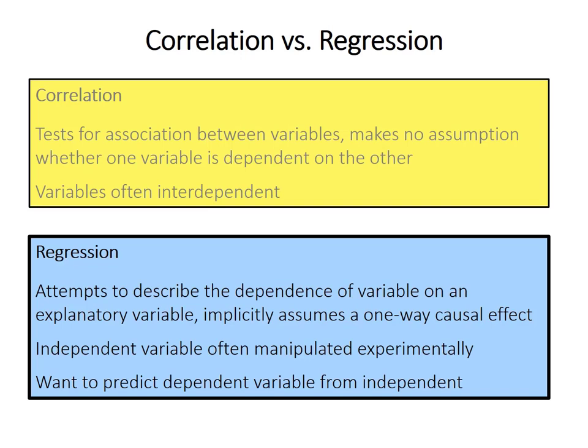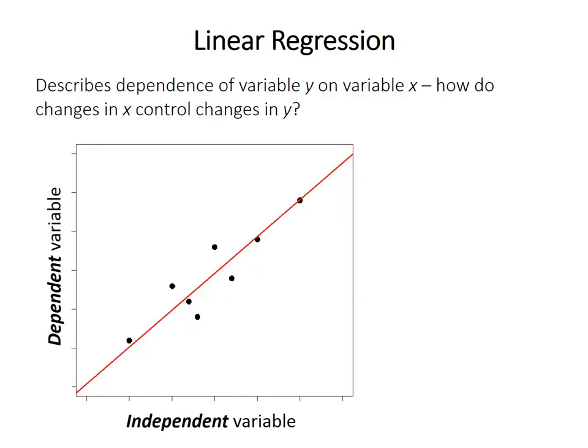Regression, on the other hand, is primarily used for one of two goals. It's used when you hypothesize some one-way causal effect, when one variable controls changes in the other. And it can also be used when you want to predict how one variable, which is called the dependent variable, is influenced by the other, which is called the independent variable. Linear regression describes the dependence of one variable, traditionally placed on the y-axis, on another, traditionally the x-axis. Basically, how do changes in the independent variable x control changes in the dependent variable y?